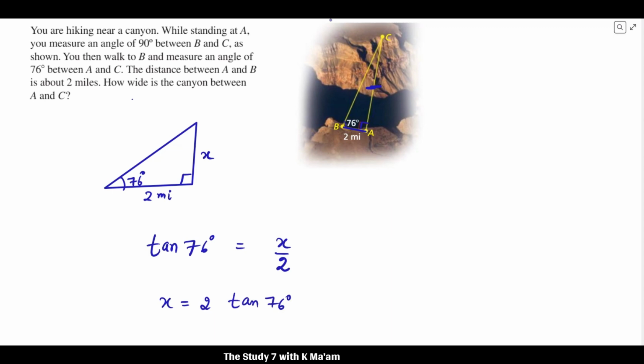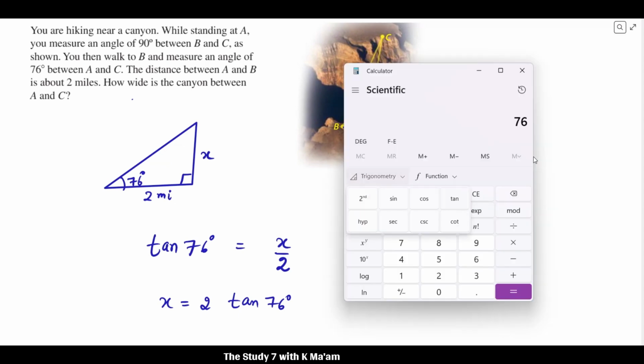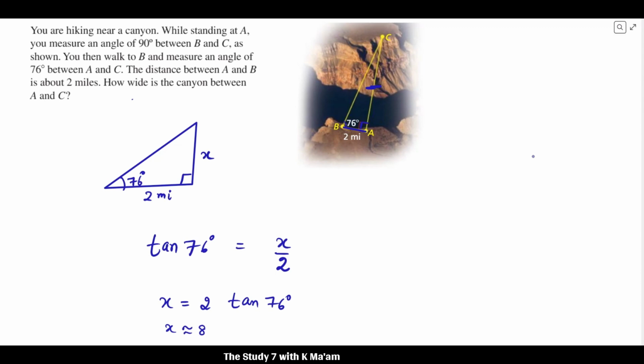Don't make the mistake of multiplying 2 with 76. No. Why? Because here 76 degrees is an angle and this is just a scalar quantity. So we cannot multiply an angle and a scalar. Let's see. Tan of 76 multiplied by 2. I'm getting 8.02. So the answer is approximately 8 miles. Done. This is the answer.